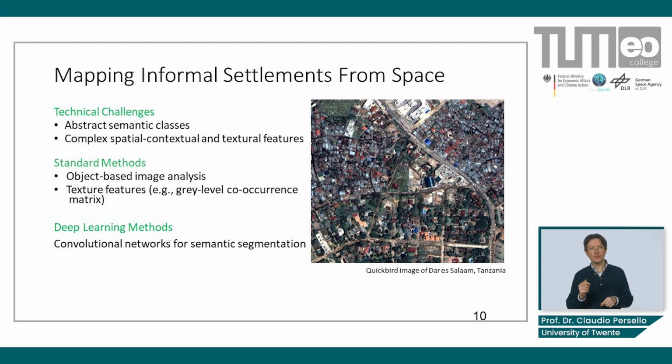Look at the image on the right side of this slide. Can you spot the slums? I'll give you a hint. As you can see, slums are generally very densely populated areas, characterized by poor roof material and often the absence of vegetation. Past studies have adopted object-based image analysis and texture features to capture these characteristics and obtain accurate results.